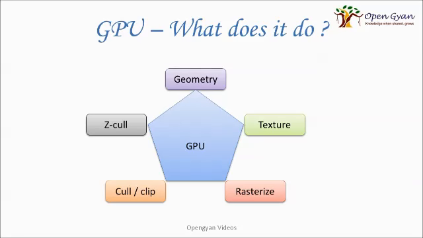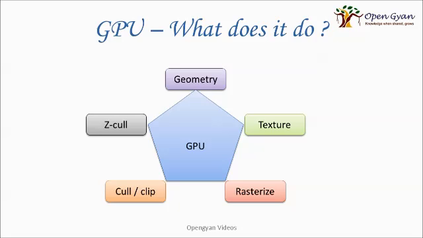Now that we had an introduction of GPU, let's see what it does. The GPU does the geometry, the texture, the rasterization, the culling or clipping and the Z-cull. Geometry: the GPU is used to draw the shapes, the arcs, the polygons needed for the visual effects. A vase is seen as a parabola from the side view. It is more like an engineering drawing that we had all done in our college days in the perspective views.